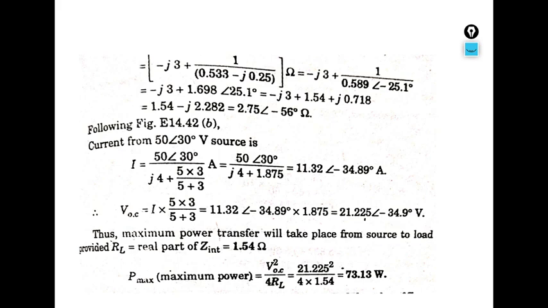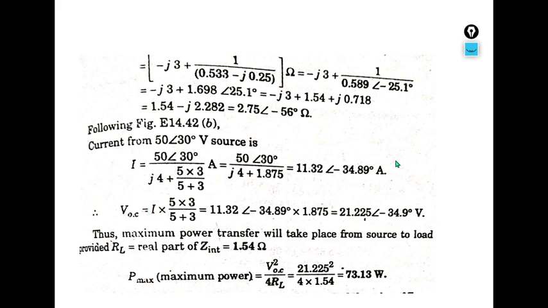If we apply another method, it will create a big problem or take a lot of time. In that case, you should know how to apply the current division rule. So this technique here also applies the current division rule. How? 50 angle 30 by this equivalent. So the total current is 11.32 angle minus 34.89 degree ampere.